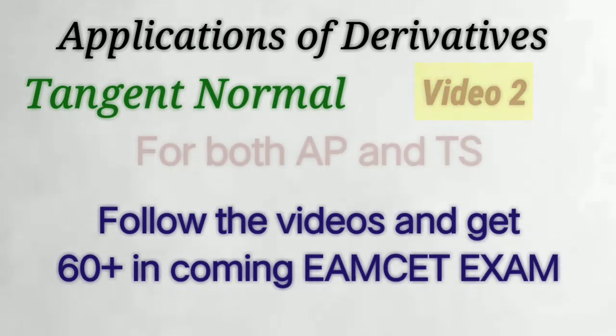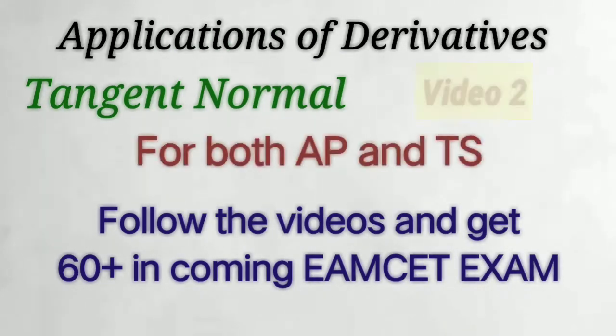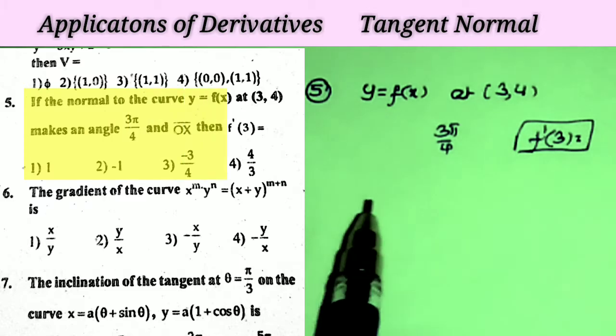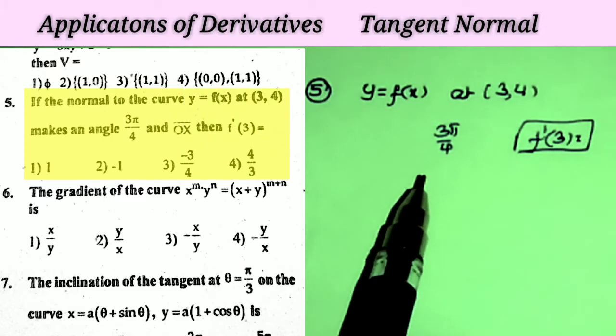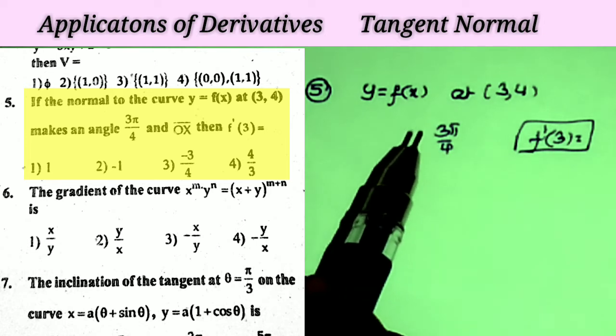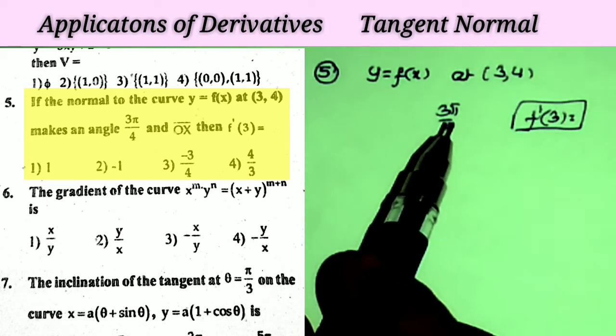In this video, I am explaining the applications of derivatives MCQ problems, and the topic is tangent and normal from the applications of derivatives, and this is the second video. And this is the sum number 5. The question is, if the normal to the curve y is equal to f of x at the point 3, 4 makes an angle 3 pi by 4 with OX, then f dash of 3 is equal to.